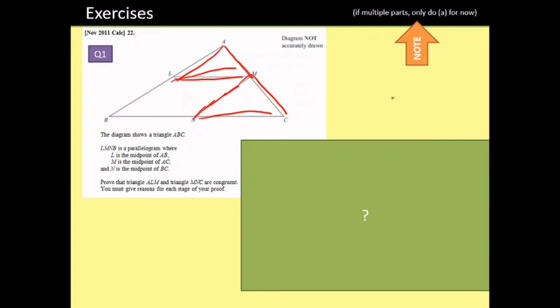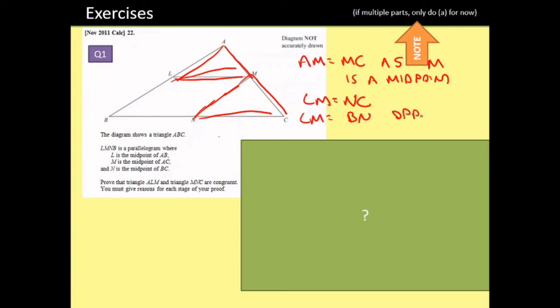Let's see what we can work out from this. So I know that actually AM has to equal MC, as M is a midpoint. Let's see if we can work out anything else from this. Well, I know that LM must equal NC. And if you think about this, LM has to equal BN, as opposite sides of a parallelogram are the same.